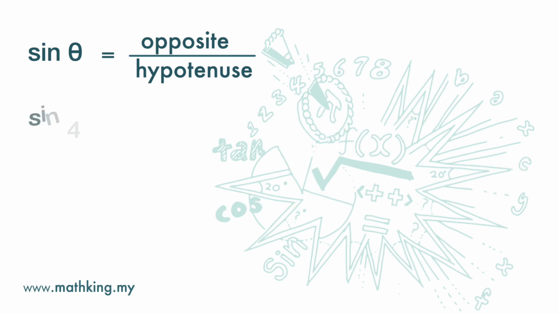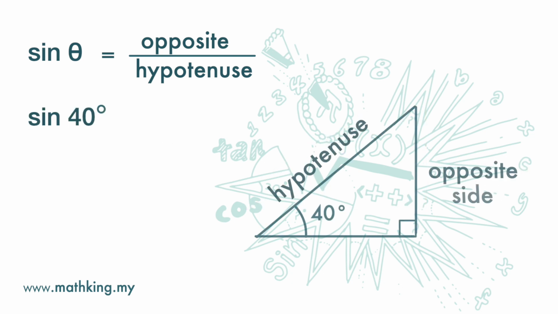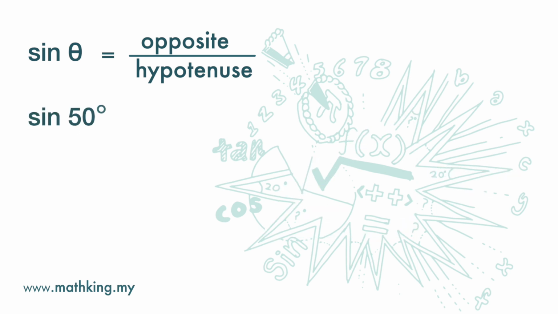How about sine 40 degrees? This is a triangle with 40 degrees. We take the opposite and divide by the hypotenuse, and we will get 0.6428, rounding off to 4 decimal places. And this is fixed. For all right angle triangles with 40 degrees, the opposite over the hypotenuse is always 0.6428.